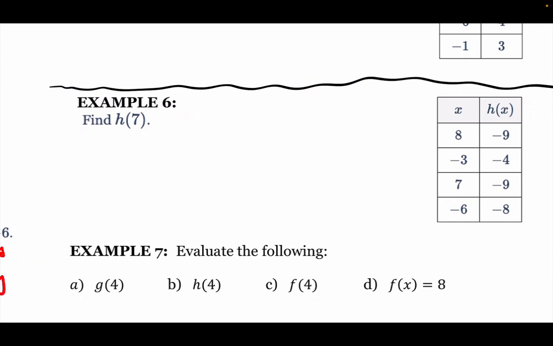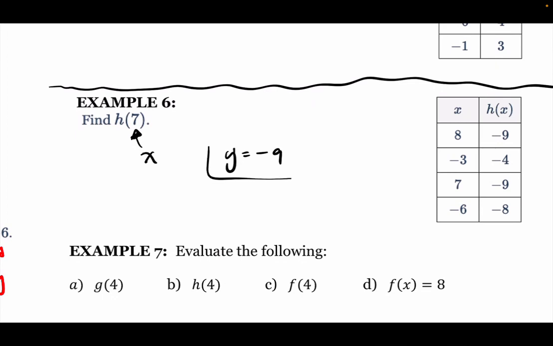Okay? So 7, what is 7? X or Y? X. What is Y? -9. There you go, -9. Because 7 goes with -9. Okay?